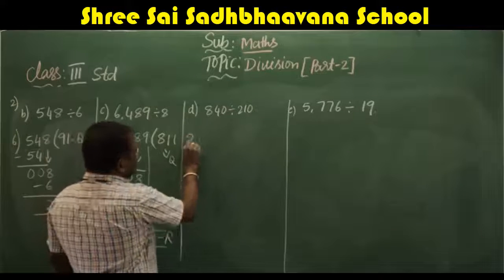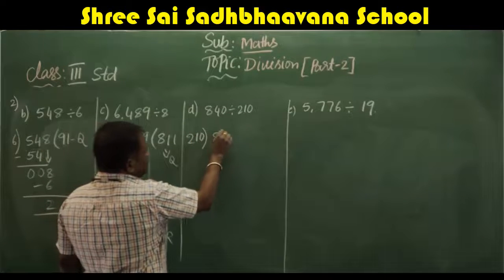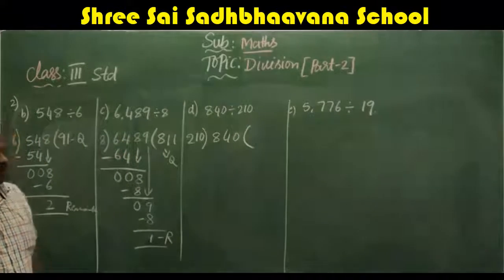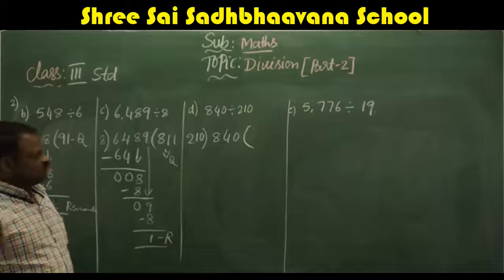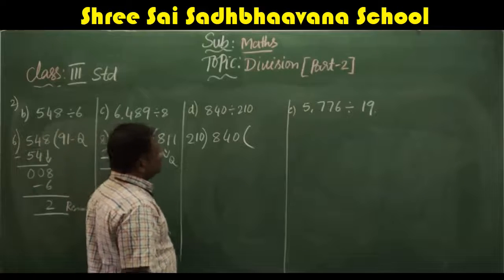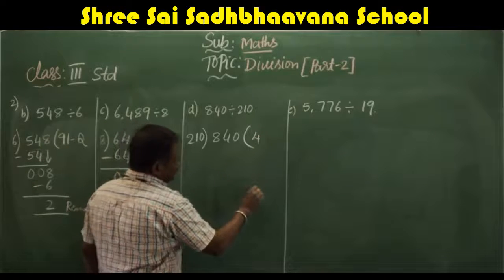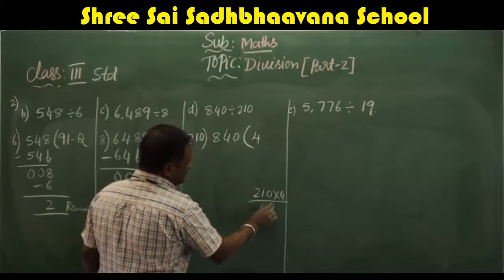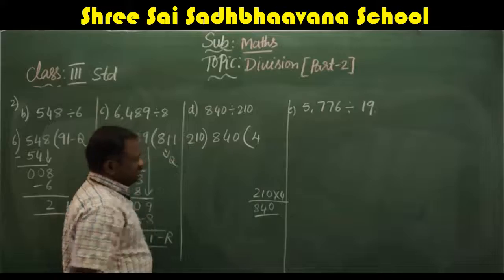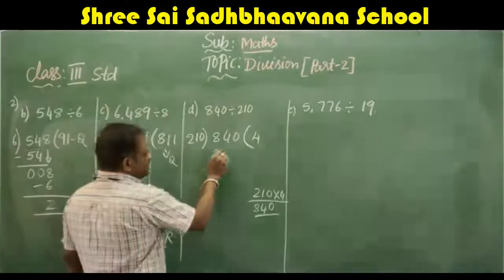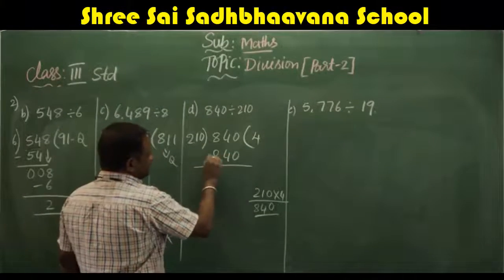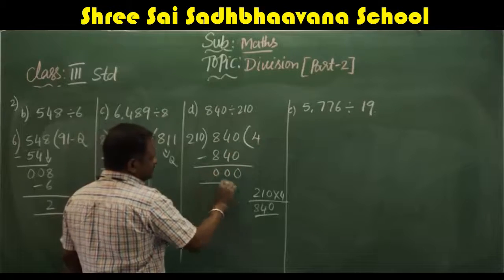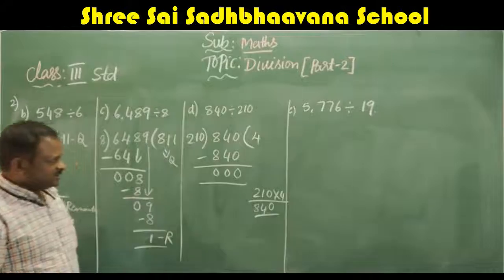Next come to here, from 210 you divide 840. How many times will it go? I think 4 times. I will multiply here 210 into 4. 4 zeros are 0, 4 1s are 4, 4 2s are 8. 840 you get. So this is 840. 210 4s are 840. 0, 0, 0. 0 minus 0, 0. 4 minus 4, 0.